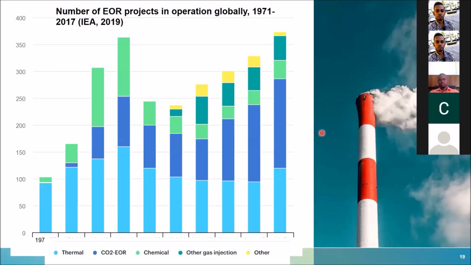If you look at this chart here, this is something very important. It covers 1971 to 2017. Looking at the dark blue area, what we have seen from 1971 to 2017 is a growth in EOR usage using CO2. On the y-axis is the number of projects, from 0 to 400. As we move from left to right, we see that CO2 is being used as one of the most major EOR techniques today. That is something of great significance, right?